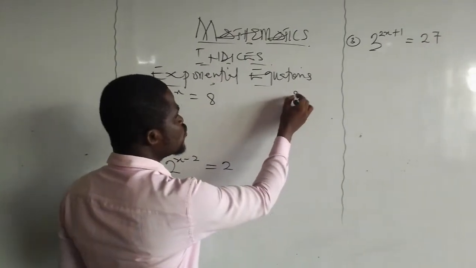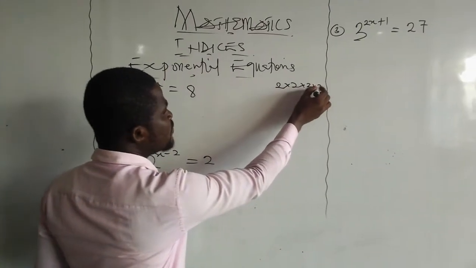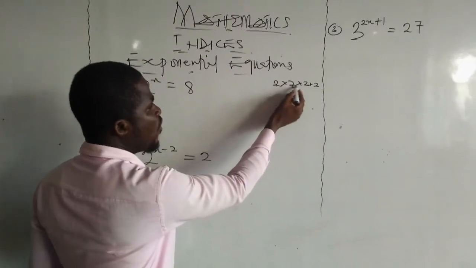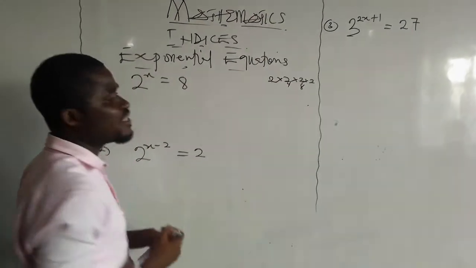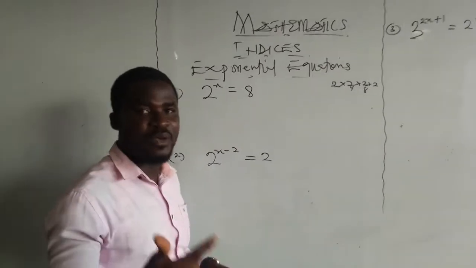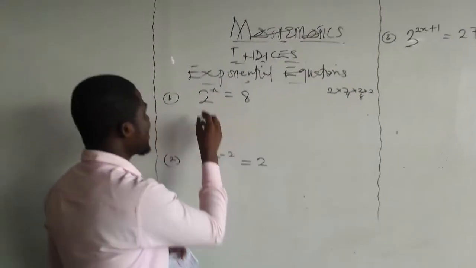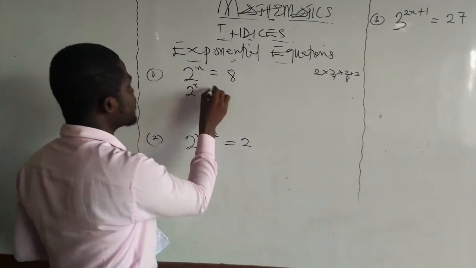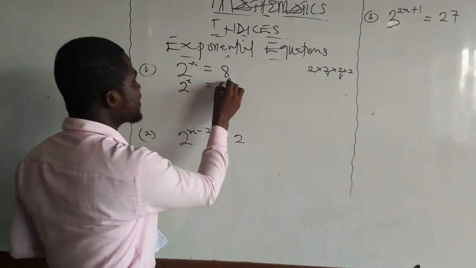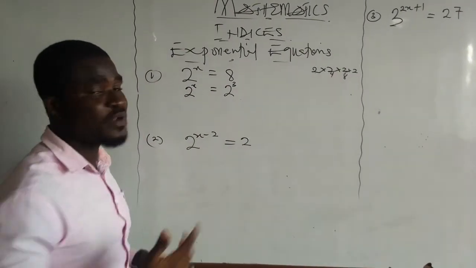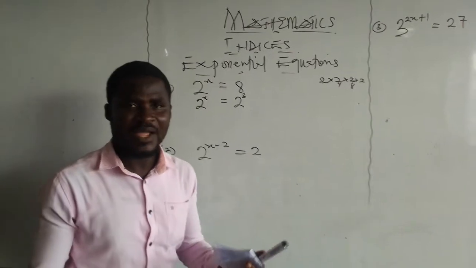So we write 2 times 2 times 2. So 2 times 2, 4. 4 times 2, 8. It means that 2 exponent 3 will give us 8. We are going to have 2 exponent x is equal to 2 exponent 3, because 2 exponent 3 will give you 8. And we are getting it?